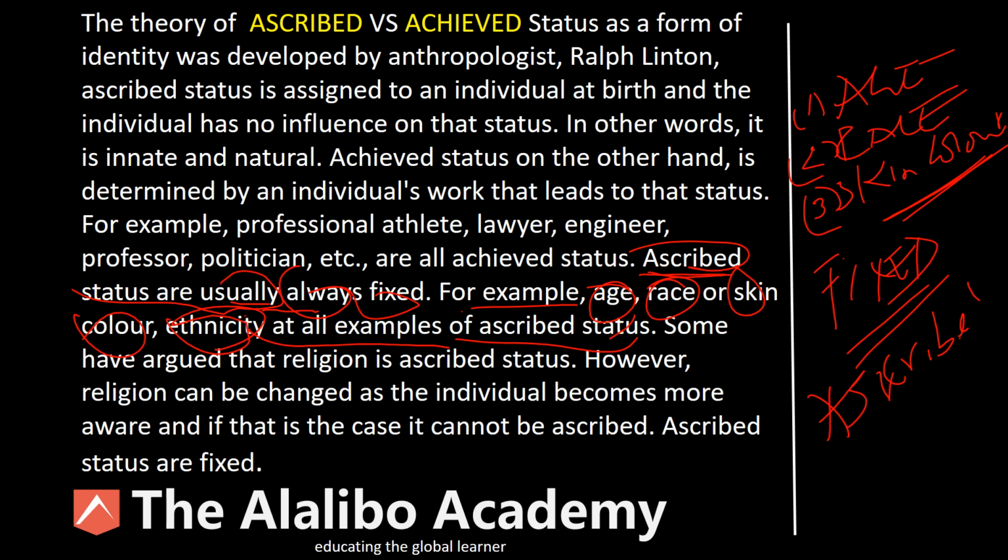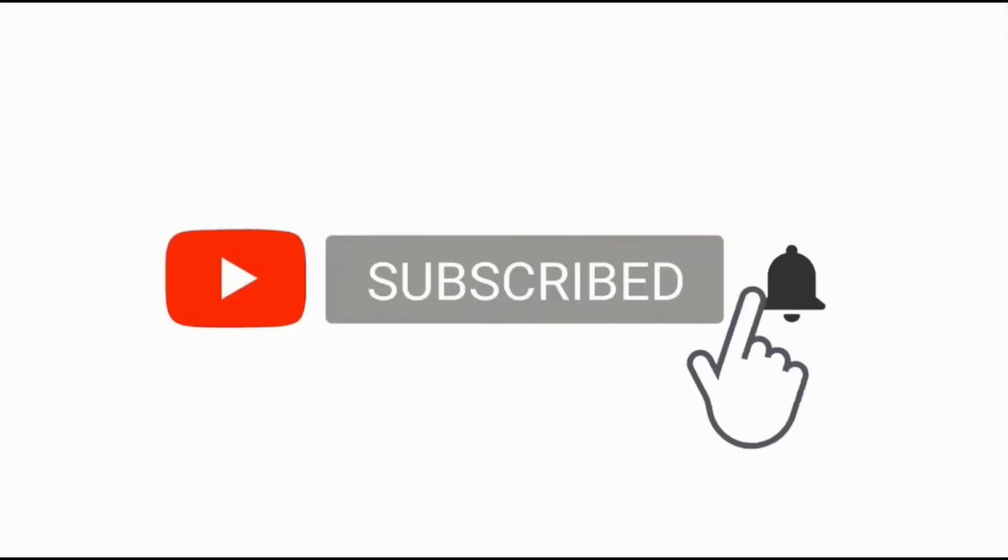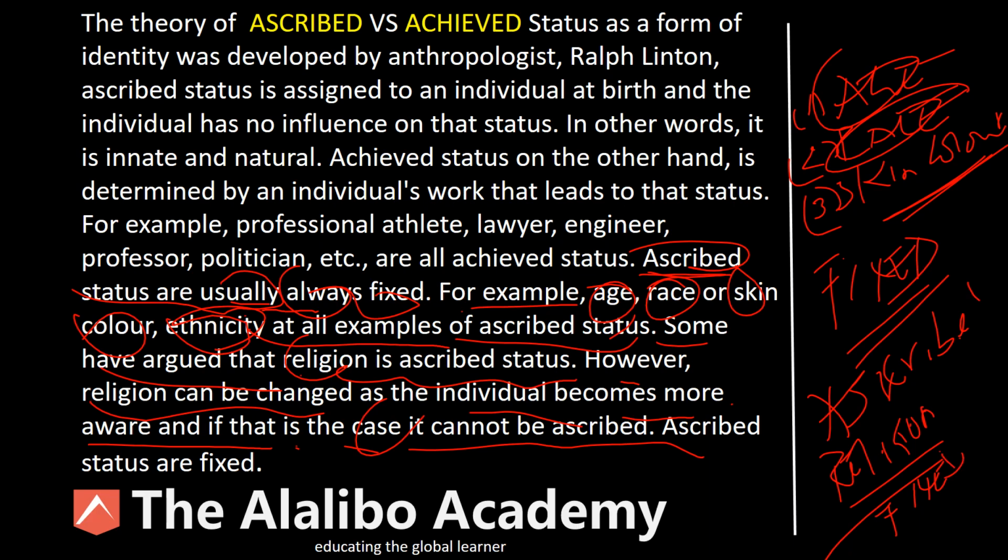So again, let's take a look at this closely. In terms of religion, some have argued that religion is ascribed status. However, religion can be changed as the individual becomes more aware, and if that is the case, then it cannot be ascribed status. Again, religion is a fixed status for most people, but it can be changed. Unlike age, unlike race, unlike skin color or ethnicity, religion can be changed. And if religion can be changed, then it's not fixed. We have perhaps millions of people around the world that have changed their religion. They were born into one religion. When they became adults, they changed to a different religion. So that cannot be a fixed status. That cannot be an ascribed status. That will be an achieved status if it can be changed.